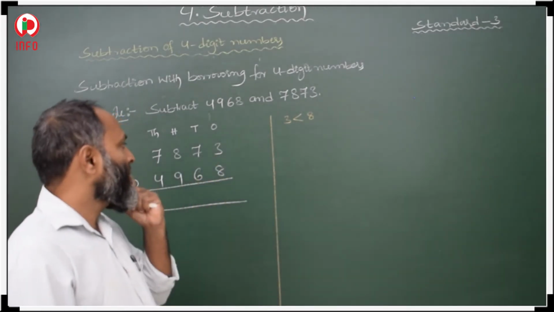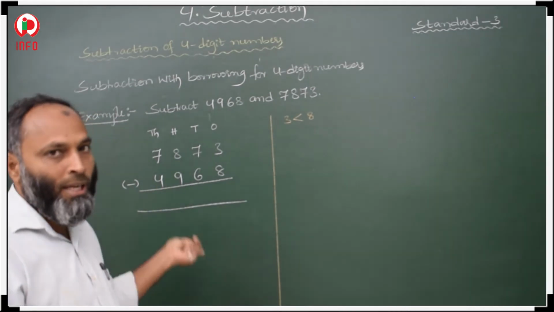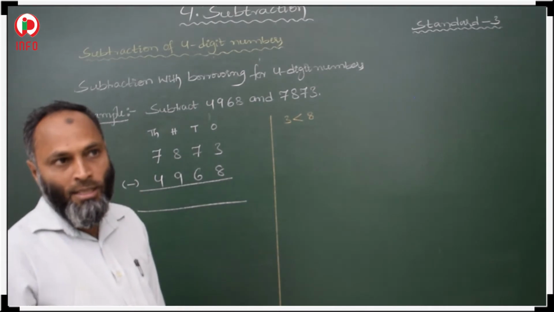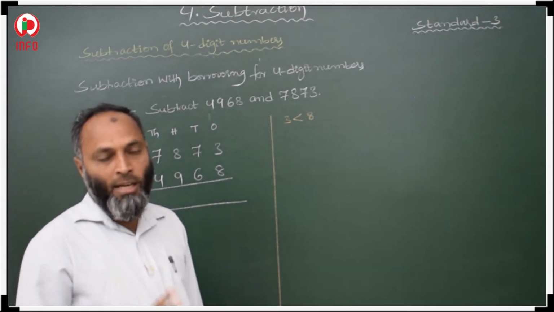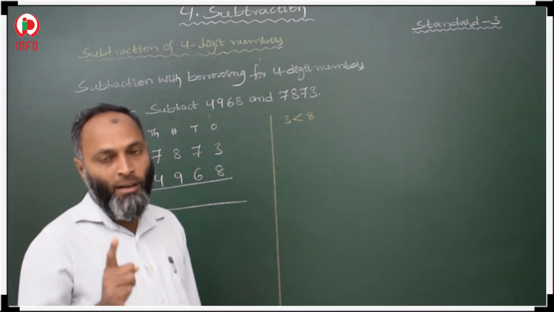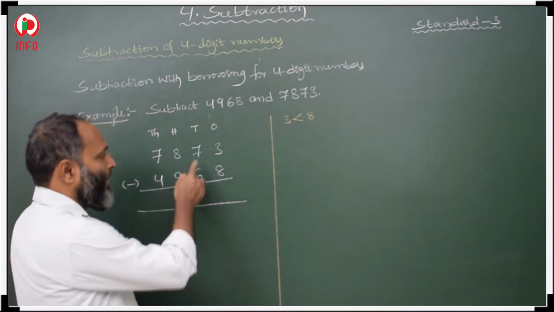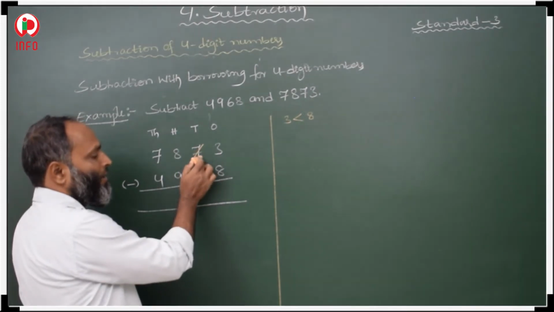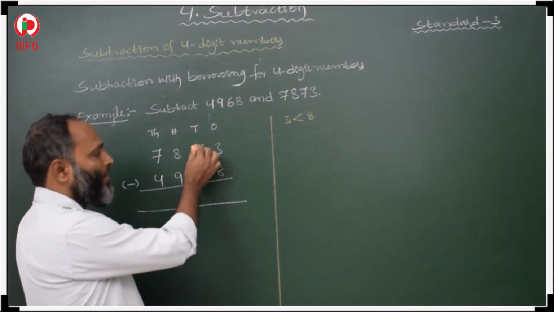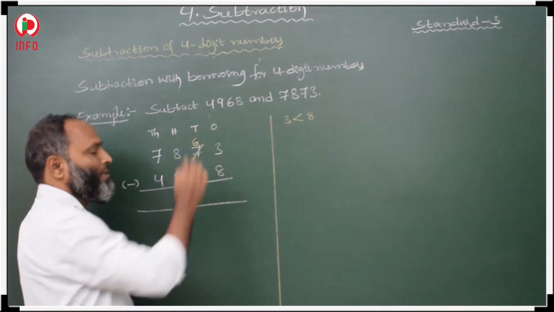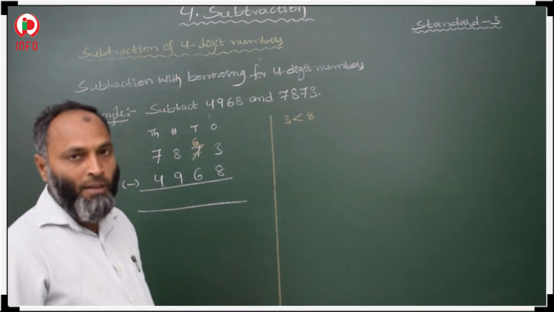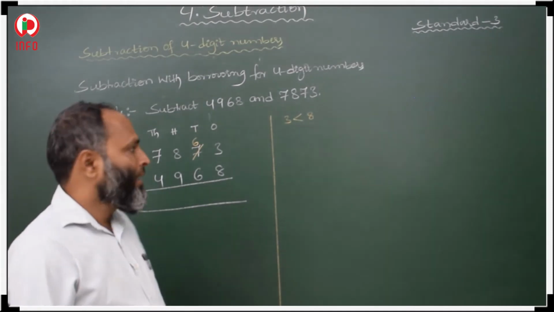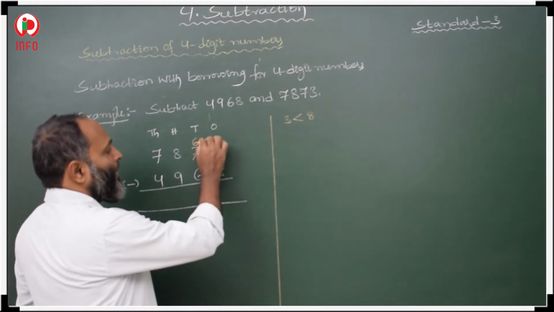So then what to do? We have to borrow from the next digit. Here how many tens are there? 7 tens are there. I want to take 1 ten. Out of this 7 tens I am taking 1 ten, so it decreases by 1 and it makes 6.